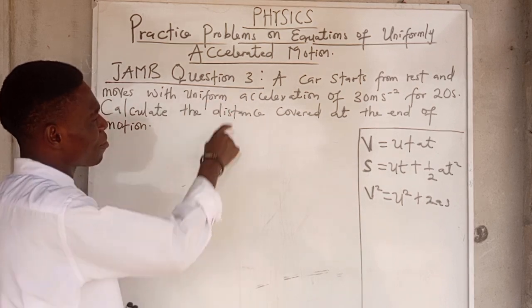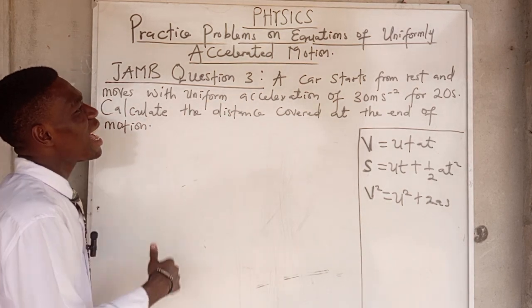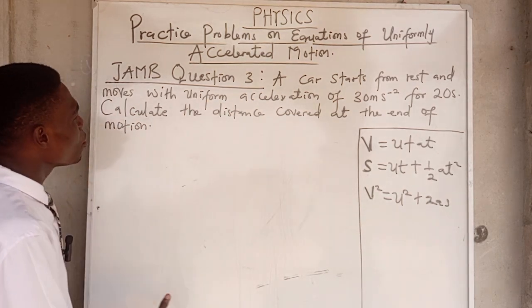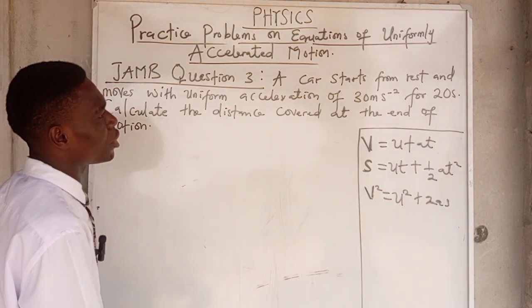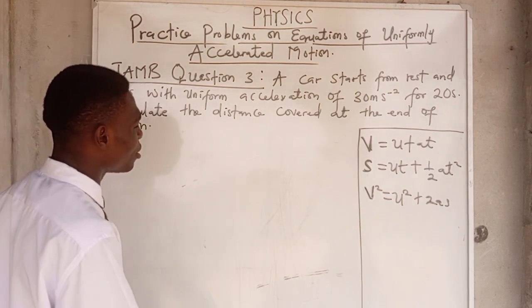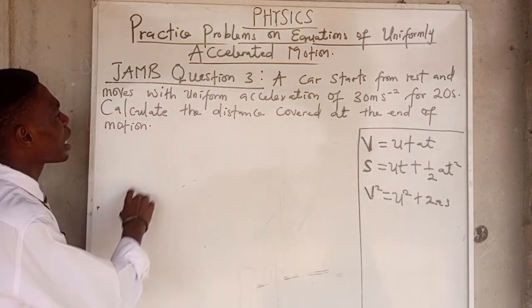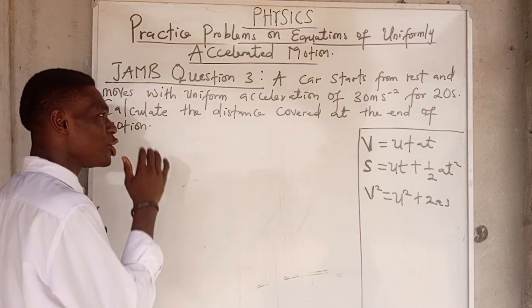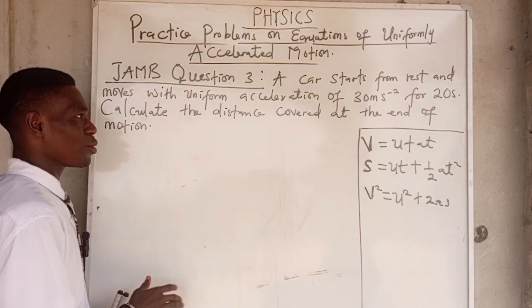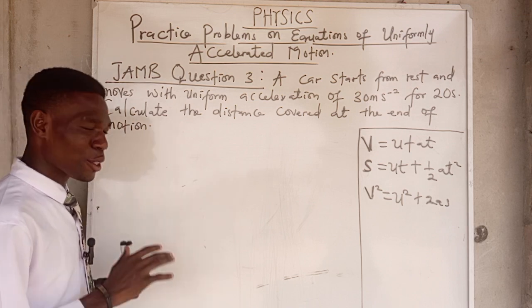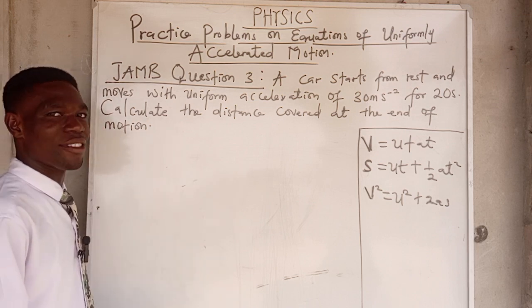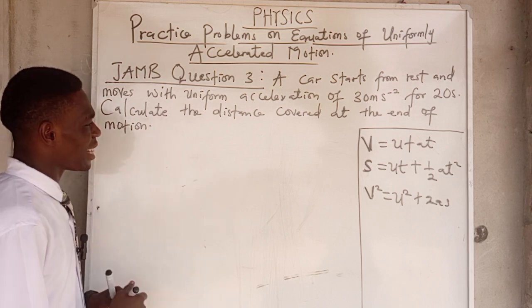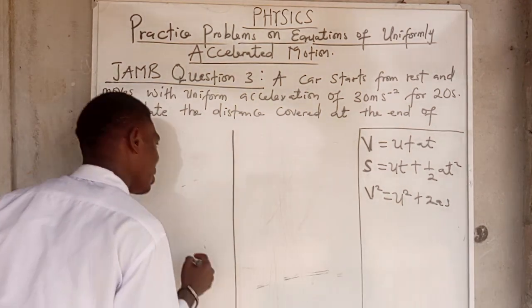Question number 3. A car accelerates from rest and moves with uniform acceleration of 30 meters per second squared for 20 seconds. Calculate the distance covered at the end of the motion. Just in case you come across this question, it's super easy. Just follow me and we'll arrive at the answer safely. Are we together? All right, let's dive right into it.